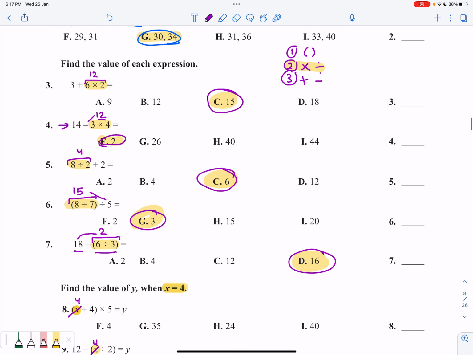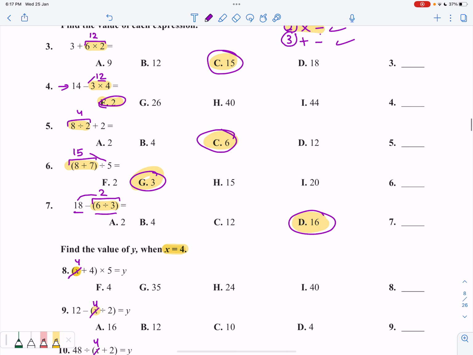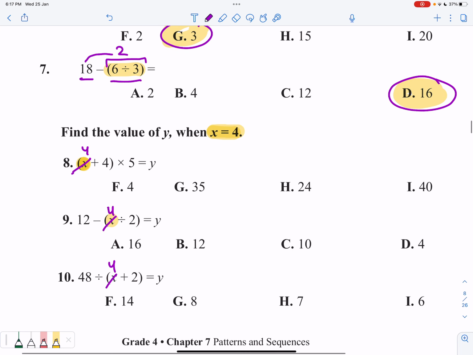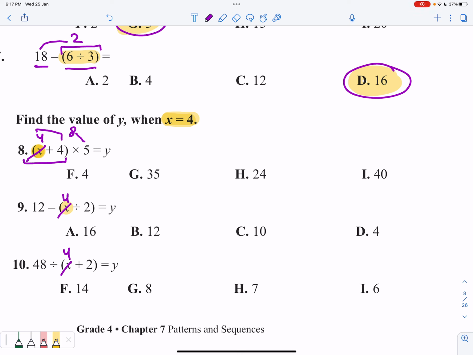We do parentheses first, then dividing and multiplying, and finally adding and subtracting. So we come here. Here we have parentheses, then we have multiplying. So of course we need to do the parentheses first. I have 4 plus 4, that equals 8. Then 8 multiplied by 5 equals what? I'm sorry, 8 multiplied by 5 equals 40. So the correct answer is 40.